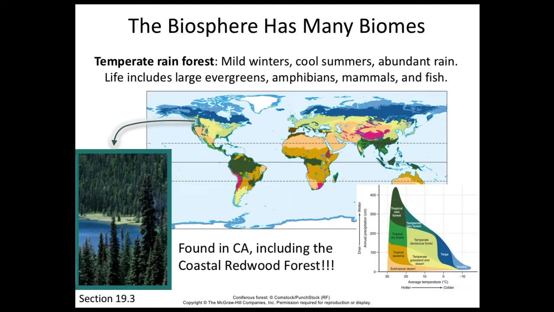Our next biome type is called temperate rainforest. Temperate rainforest is characterized by mild winters, cool summers, and abundant rain. Life in the temperate rainforest includes lots of large evergreens, such as redwood trees, amphibians, mammals, and fish. The temperate rainforest system is found right here in coastal California, and it includes our famous redwood forests.